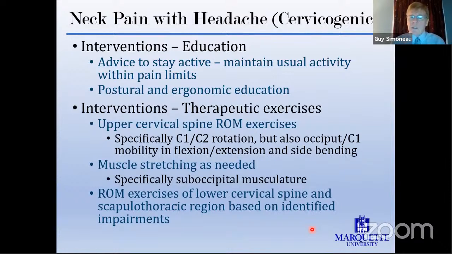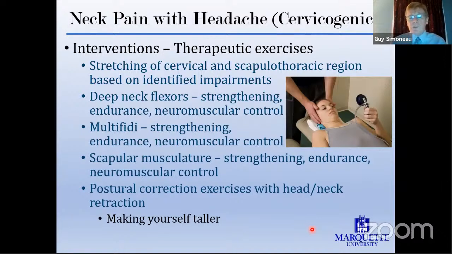Then your therapeutic exercise should, again, have the primary focus on the upper cervical spine, trying to return range of motion to the best of our ability to the upper cervical spine. And this should be complemented by additional exercise to the lower cervical spine and the scapulothoracic musculature as needed based on your identification of impairments. So while our treatment should focus on the upper cervical spine as the source of nociception, because of the poor posture that many of those individuals will have, we do want to be a little bit more global in our approach. So we do want to address the deep neck flexors, the multifidi, the scapular musculature, and also their posture. But make sure to understand that the source of nociception is the upper cervical spine, and that should be a primary focus of treatment. Everything else is additional treatment based on your identification of impairments.